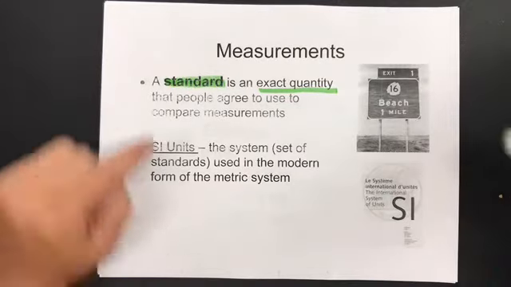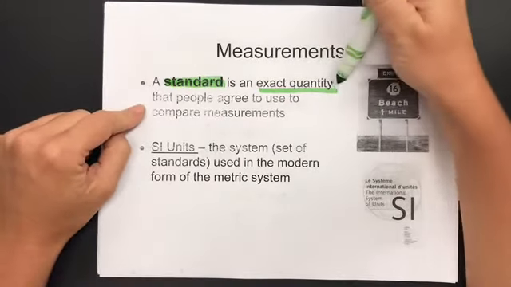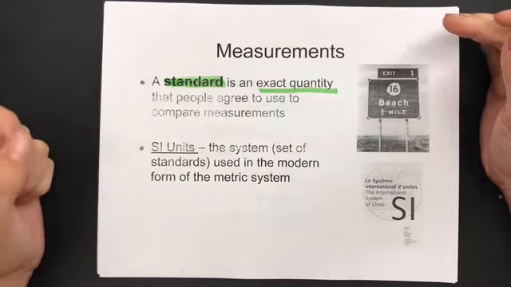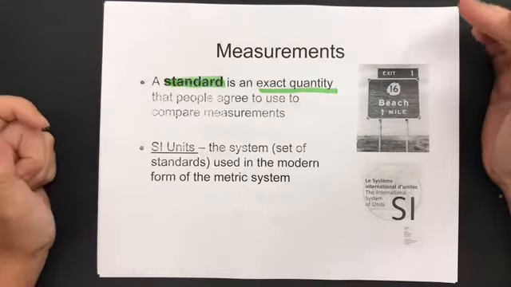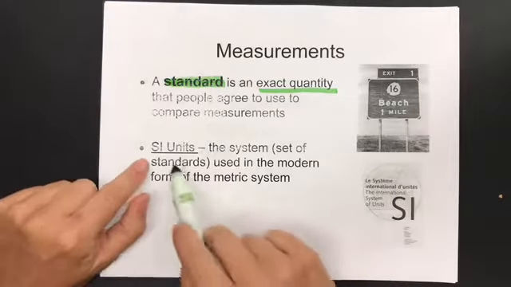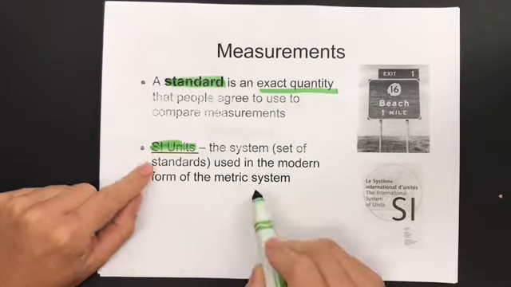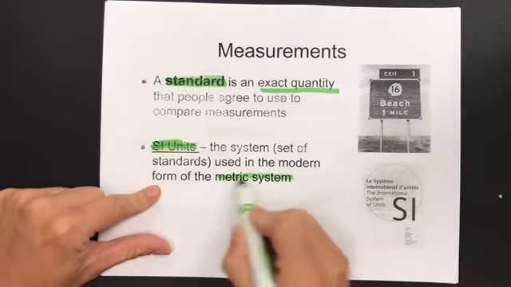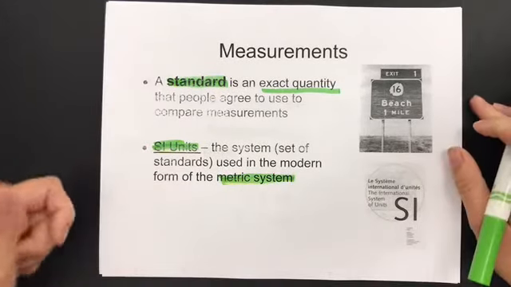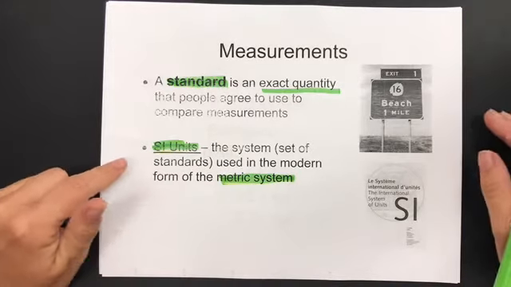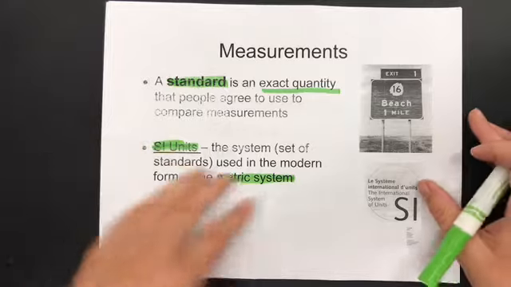Measurements, to begin with, you have to have a standard. A standard is an exact quantity that people agree to use to compare measurements. So for instance, an inch is a certain length no matter what. An SI unit is a system used in the modern form called the metric system. So in the metric system, you have things like grams, meters, liters. Those are SI units. They are the base of the quantity.